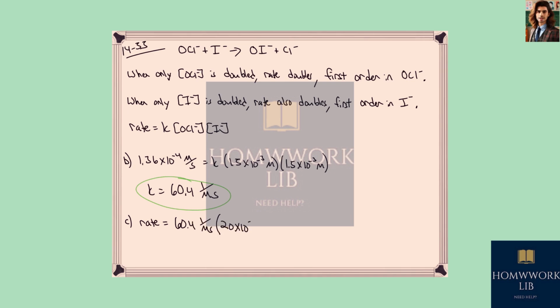So now knowing the rate constant, we can solve for the rate given any two concentrations. Given the concentrations of 2.0 times 10 to the negative 3 for OCl- and 5.0 times 10 to the negative 4 for I-, and the rate constant we just calculated, we can use the rate law to solve for the rate. 6.0 times 10 to the negative 5 molar per second.